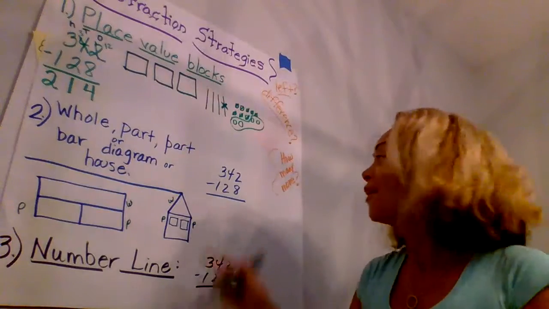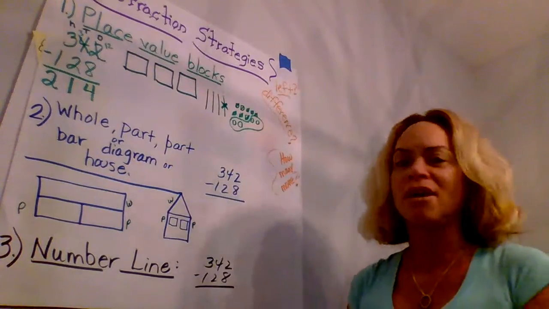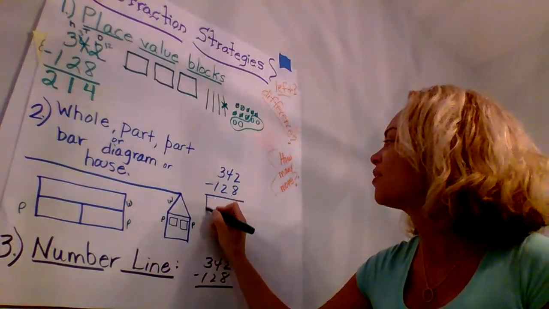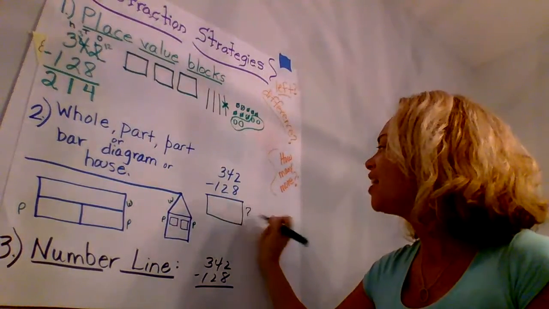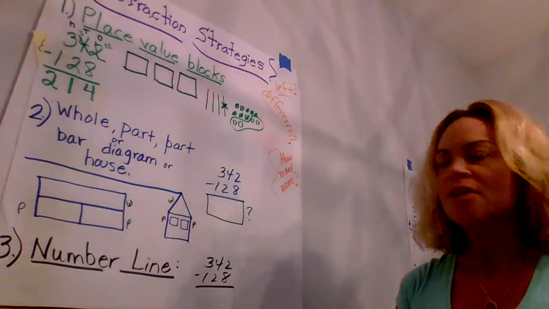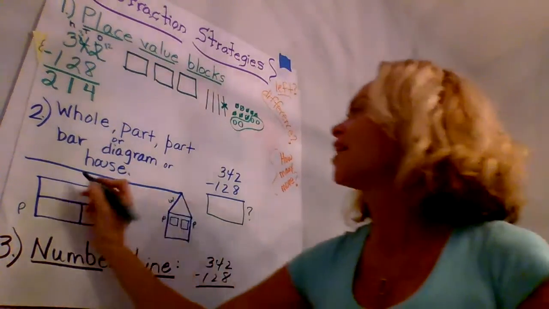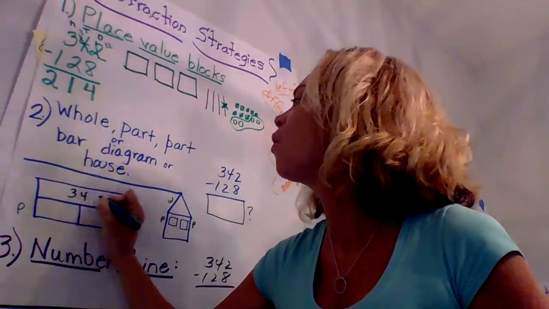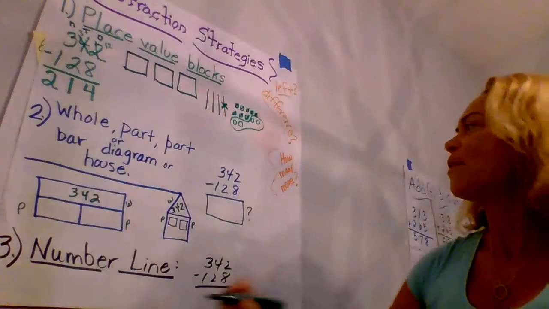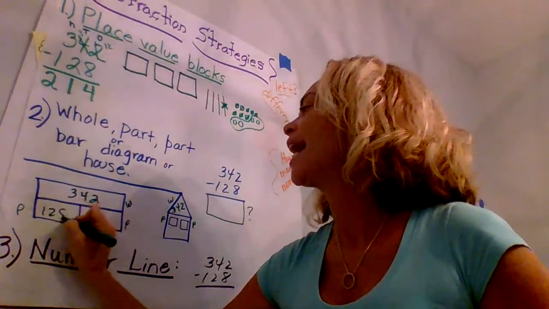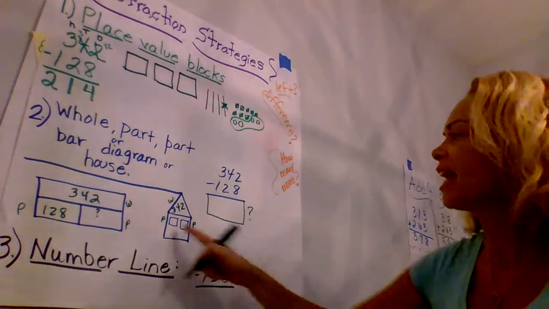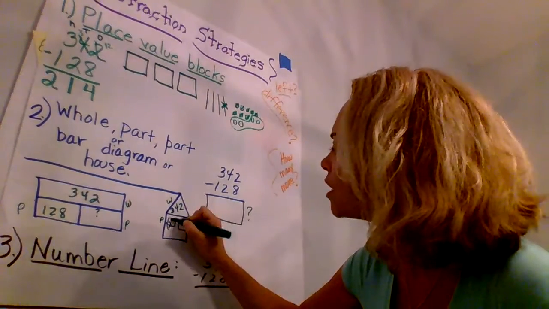So, which number is the whole number? The greatest number? We don't know this yet, but that's okay. Because I know that the parts have to equal the biggest number. So the biggest number is given to us. That's 342. That is the whole. And one of the parts is 128. We're going to figure out this other part here. Okay? And I can put a part in the window, 128.